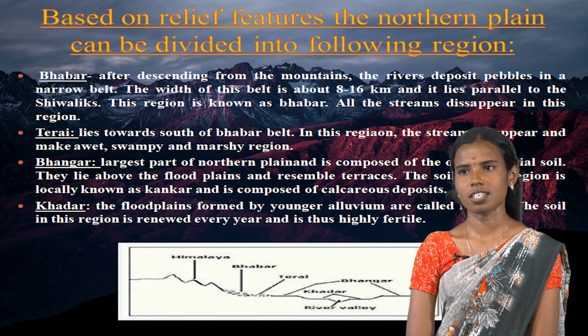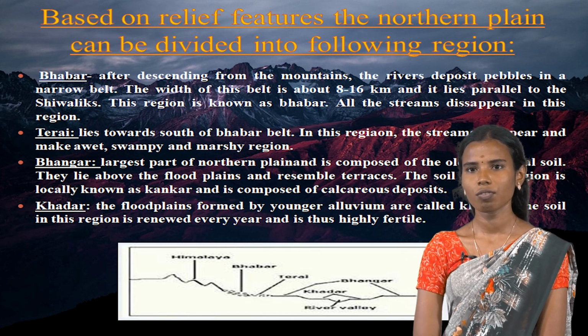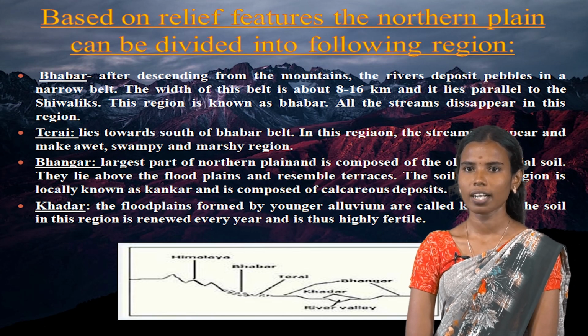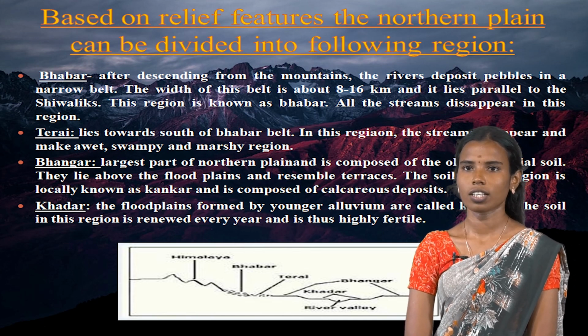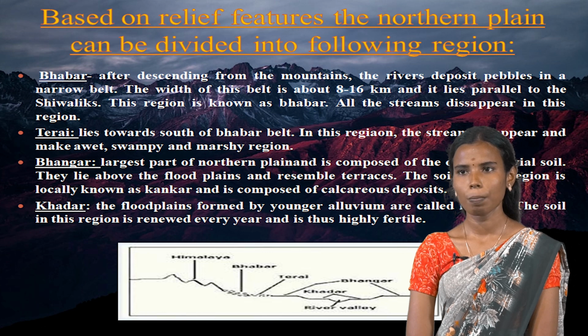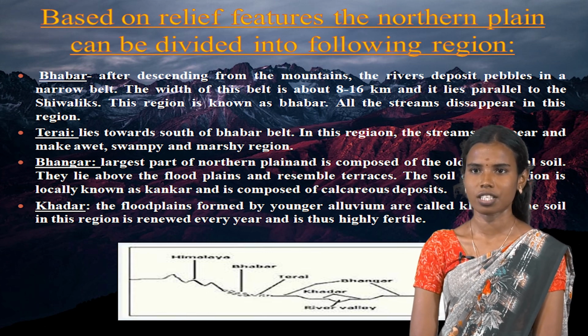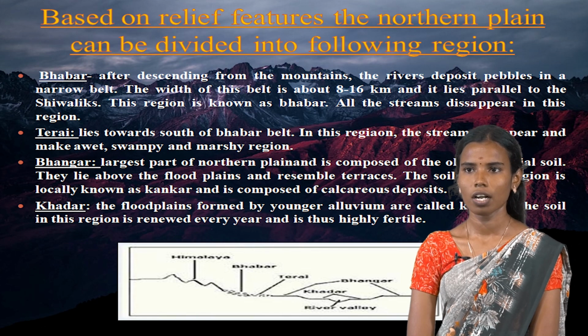Based on the relief features, the northern plain can be divided into the following 4 regions. They are Babar, Terai, Bangar and Kadar. First one is the Babar. After descending from the mountains, the rivers deposit pebbles in a narrow belt. The width of this narrow belt is about 8 to 16 km and it lies parallel to the Shivalik range. This region is known as Babar. All the streams disappear in this region, that is, there is no stream in the Babar region.